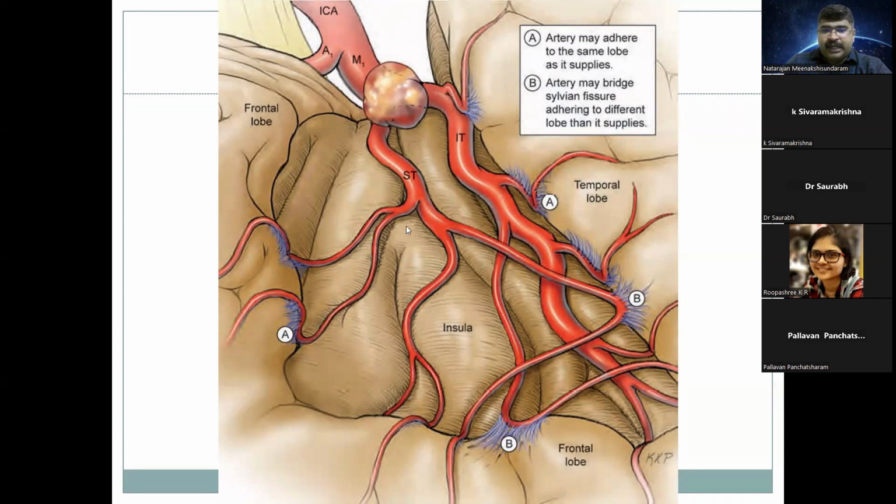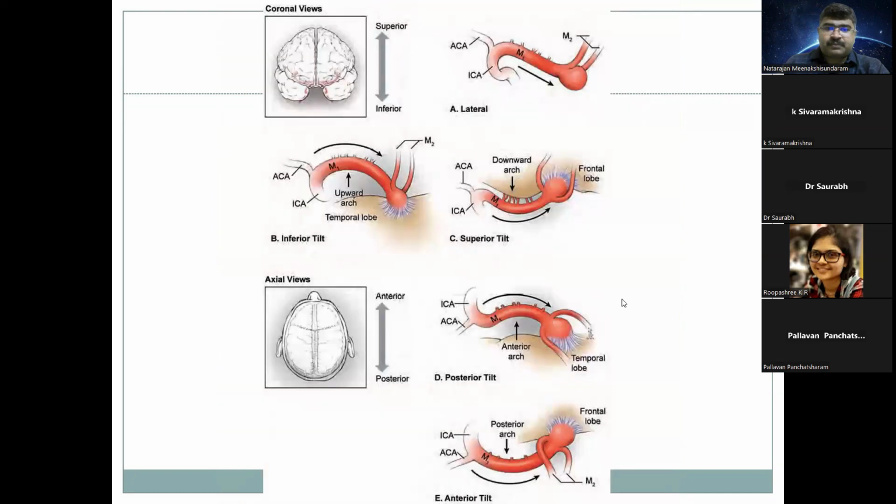Okay, the artery may adhere to the same lobe as it supplies, or it can adhere to the opposite lobe. So you can see here the vessel is supplying the frontal lobe, it is adherent to the frontal lobe. Whereas here this vessel is supplying the frontal lobe, but it is adherent to the inferior, that is the temporal lobe. So that thing also you need to understand. So you have to dissect along these adhesions to mobilize or free the vasculature.